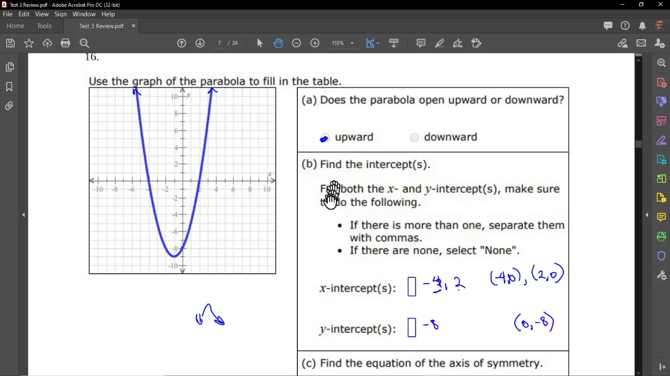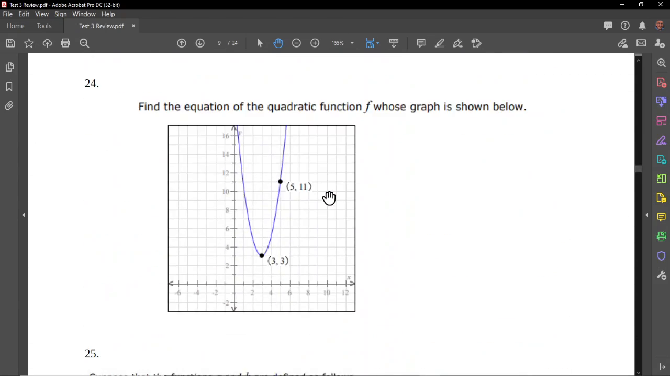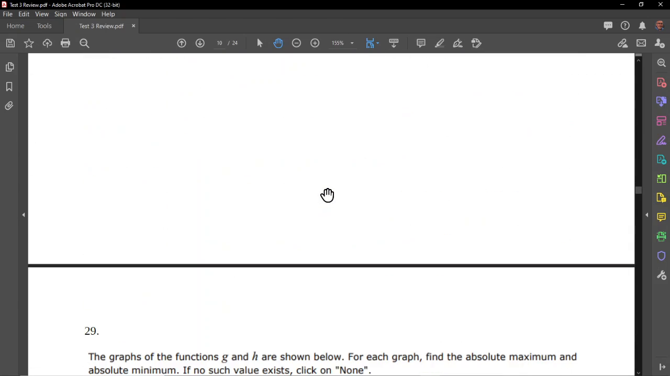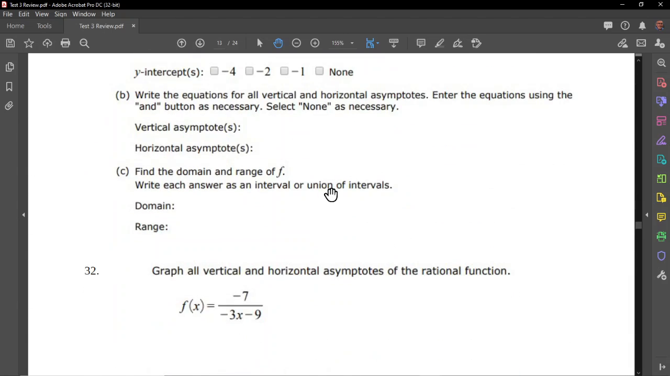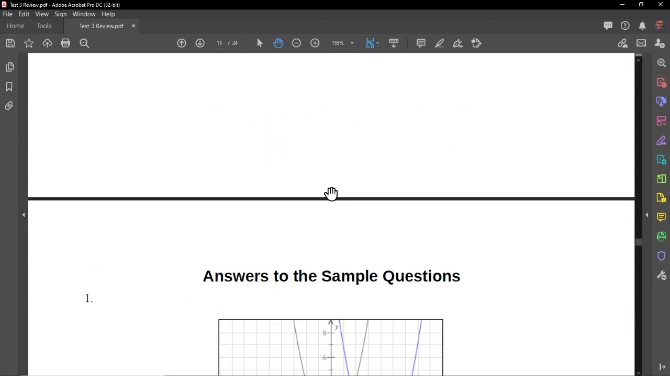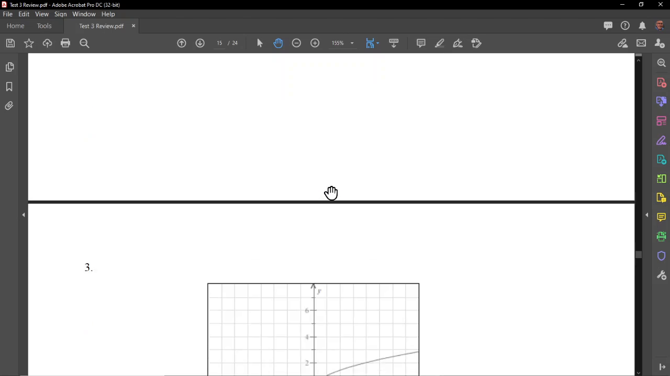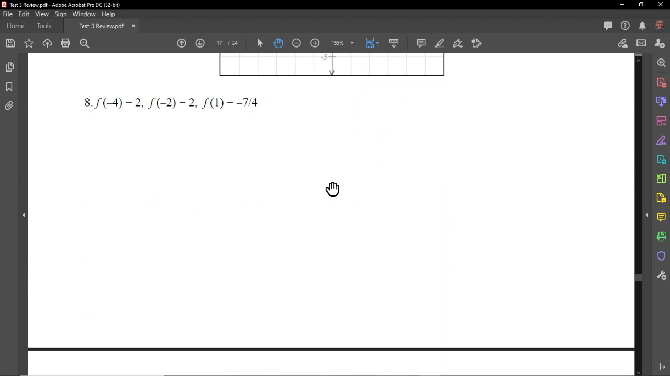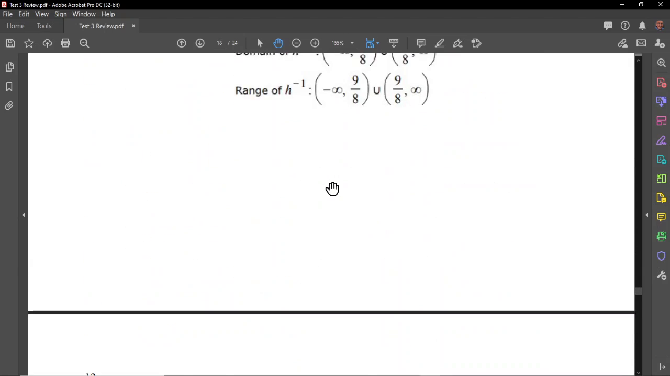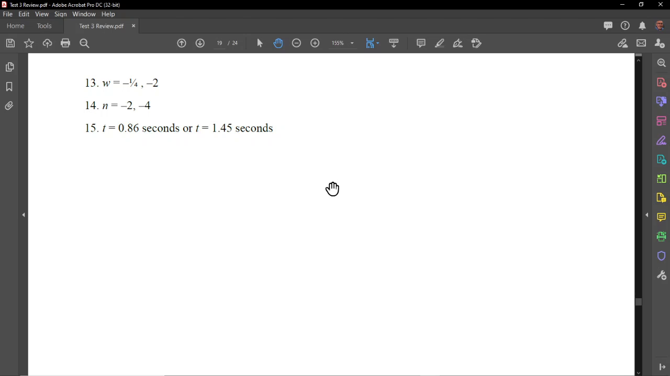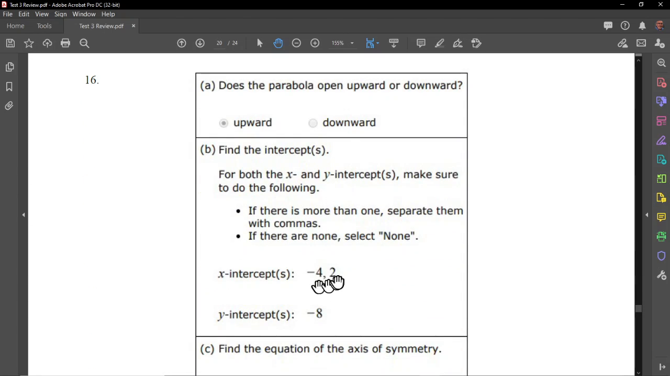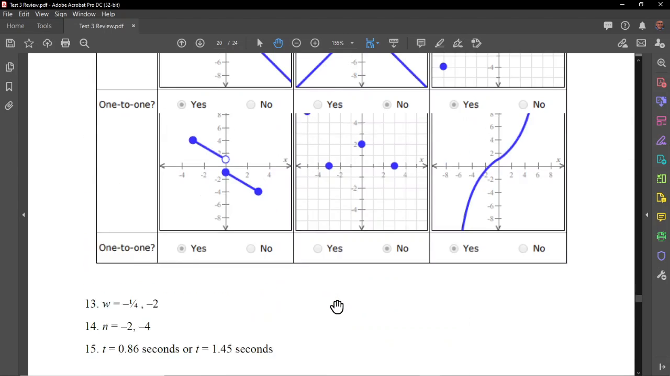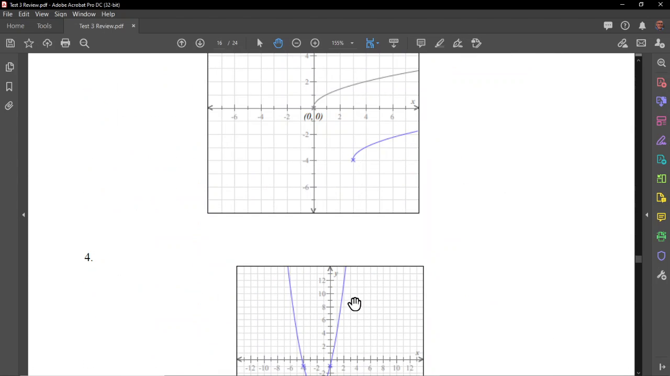Let's go to the answers and see exactly. And that's why sometimes it'd be nice if they said, give your answer as ordered pairs. So remember, all your answers are down here. Should be able to find all of these. 16, how's that? Okay. Yeah, they just want the numerical answers. Okay, and then let's go back.